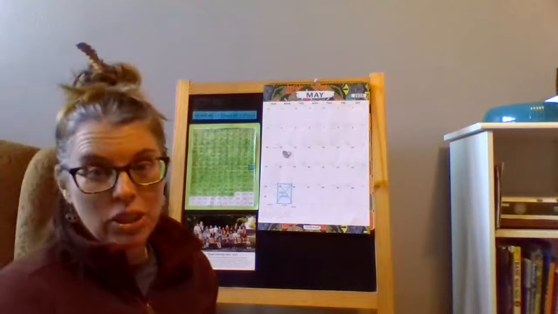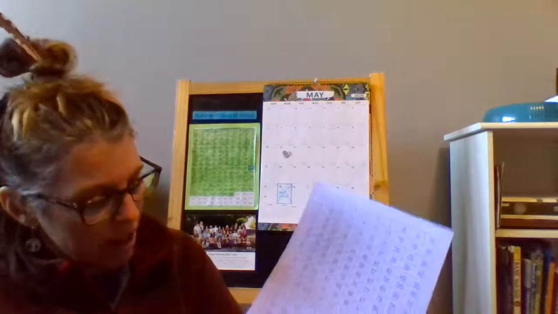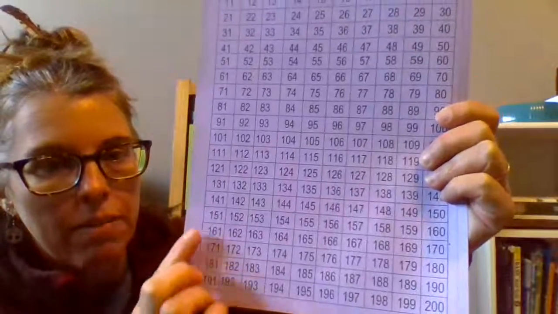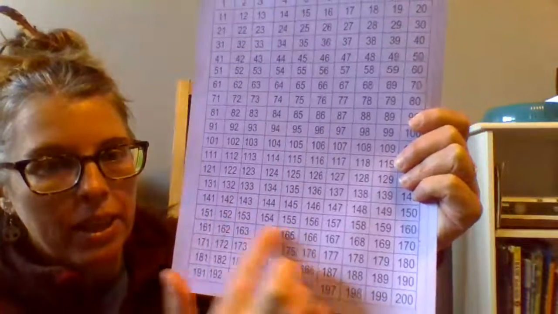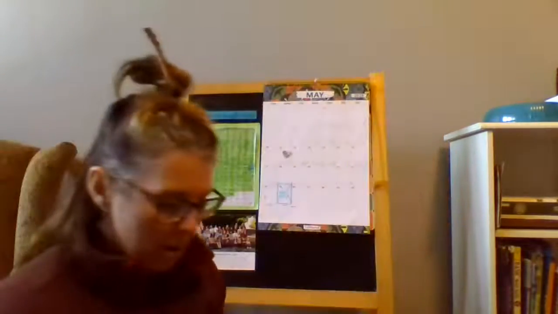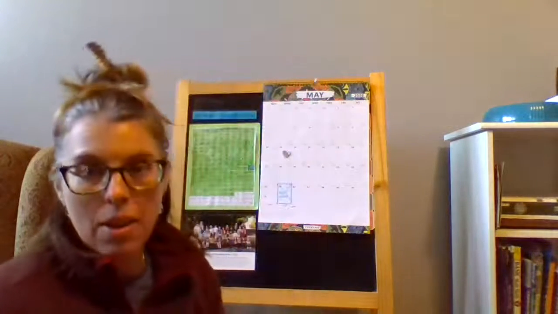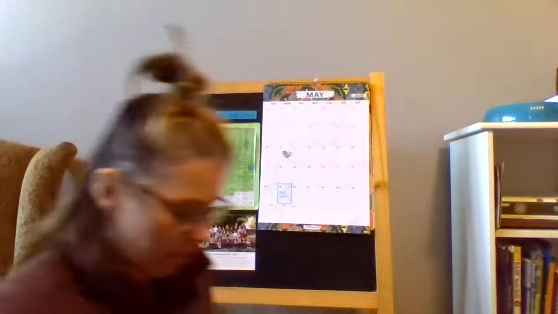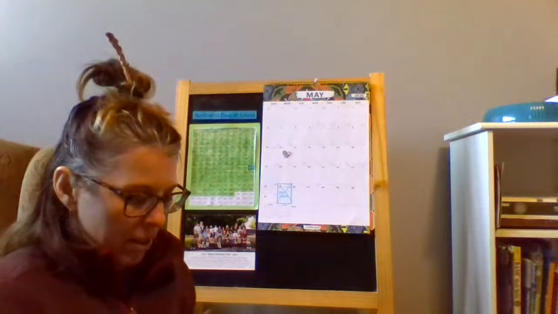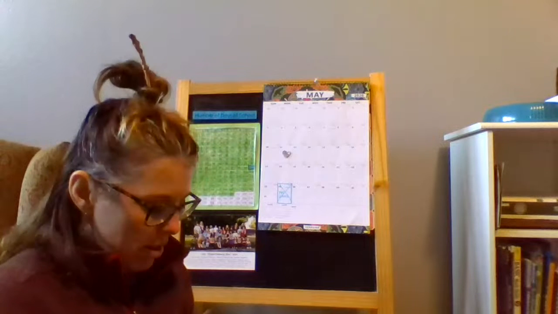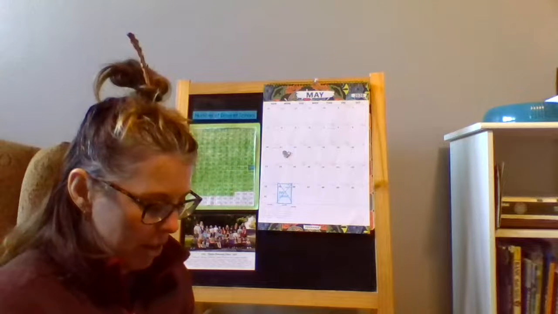It's the 157th day of school. Let's see if we can find that on our chart here. 150. Here's the 150s. 157. Okay, let's write that number and let's represent that with tens, ones, and hundreds blocks. Okay, so I'm going to write 157, and then I'm going to represent that.